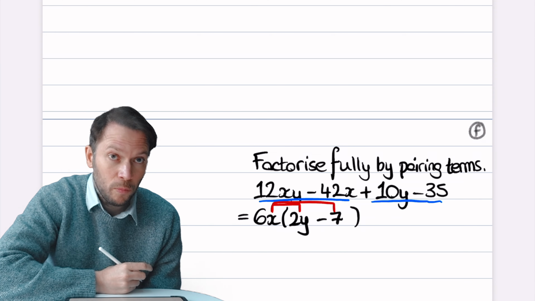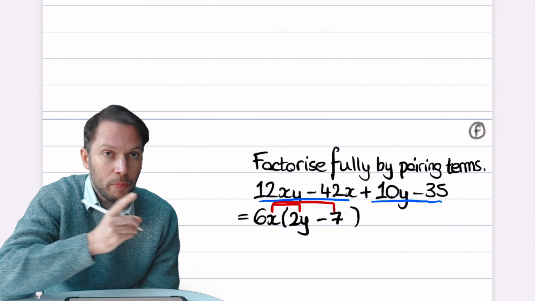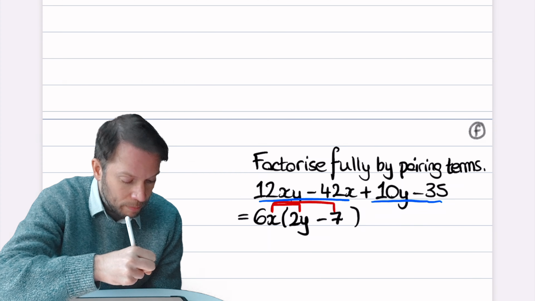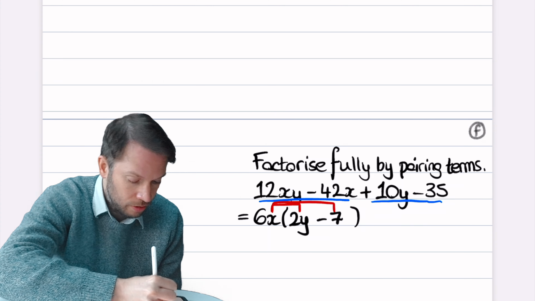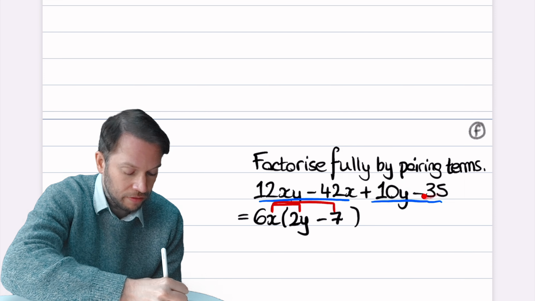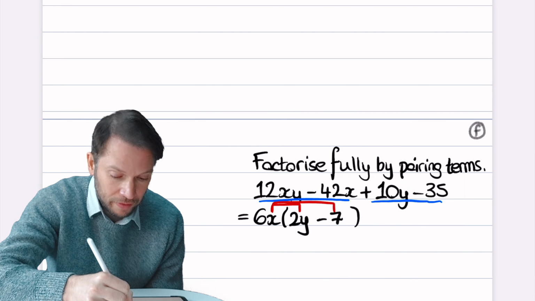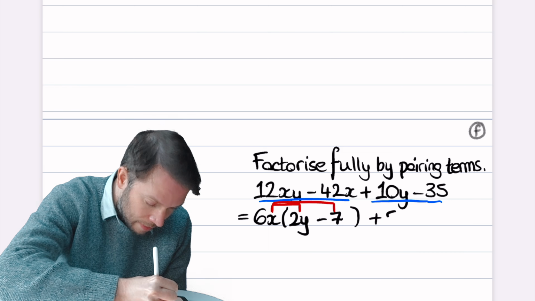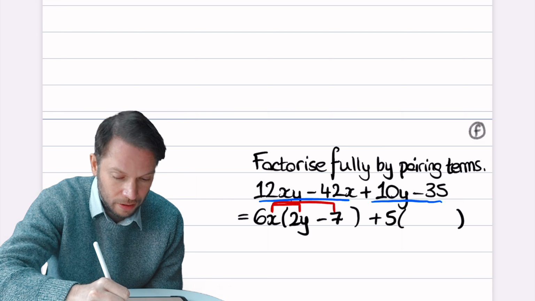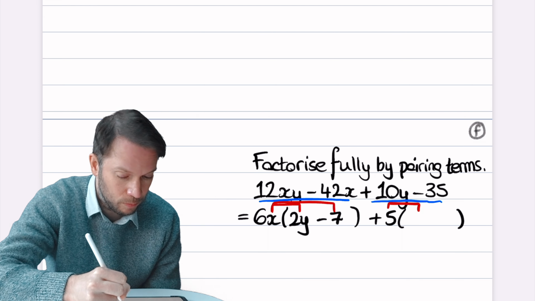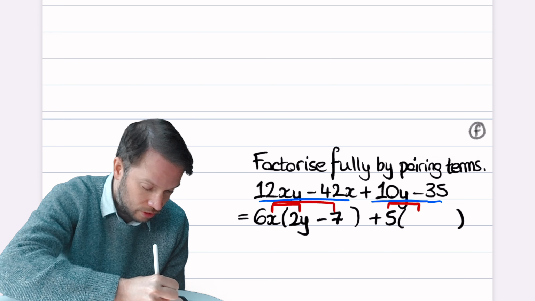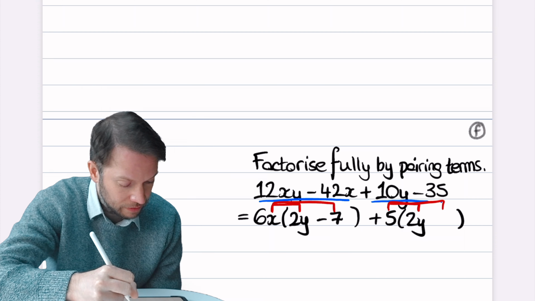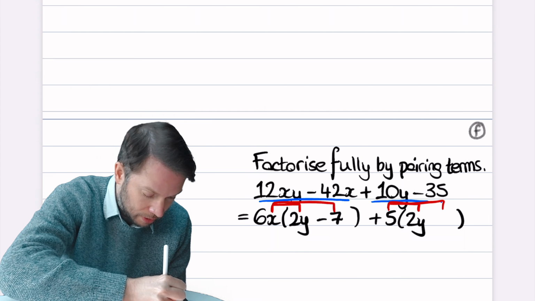Then we're going to do the same with this other pair here, and we hope that we're going to factorize out the same bracket. So we've got the 10y minus 35. What's common to 10y and the minus 35? Well, the 10 and the 35 both have a factor of 5, so I'm going to take the 5 out. Then I open a bracket and say, well, 5 times what is 10y in the expansion? Well, it's 2y. And 5 multiplied by what is the minus 35? Well, it's just minus 7, isn't it?